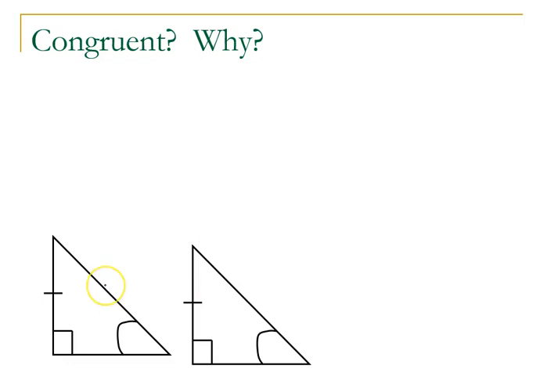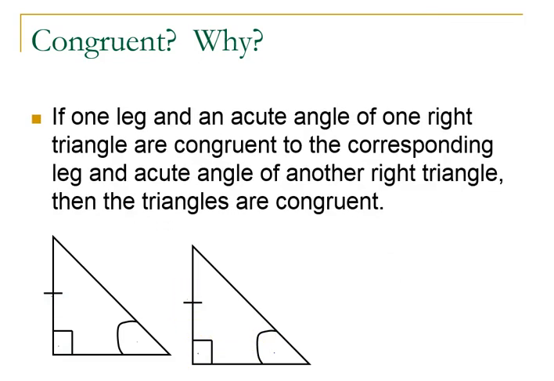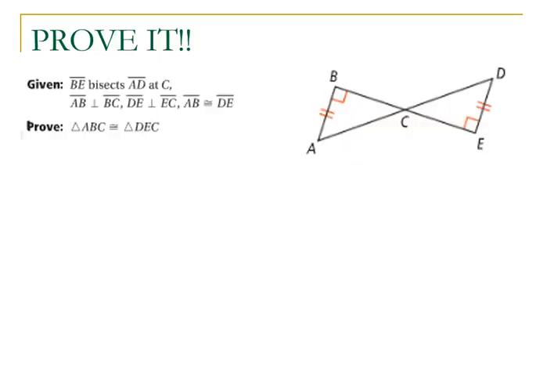In the other case, it was the hypotenuses that were congruent. In this case, it's the legs. But we still have the same situation, which is angle, angle, side. So I know they're congruent. For some reason, the book wants to call out to you that specifically, if you've got a leg and an acute angle of one right triangle that are congruent to the corresponding leg and acute angle, and they're both right triangles, that they're congruent. But you know that anyway because of angle, angle, side.